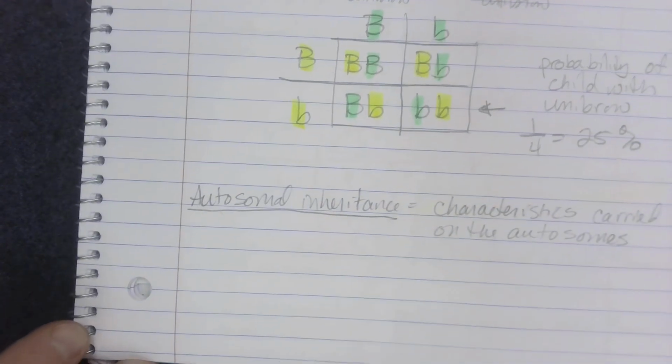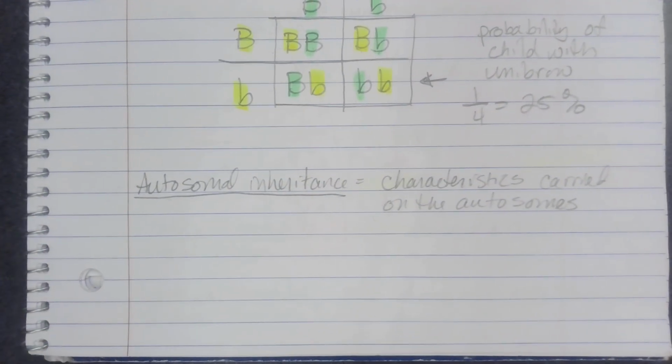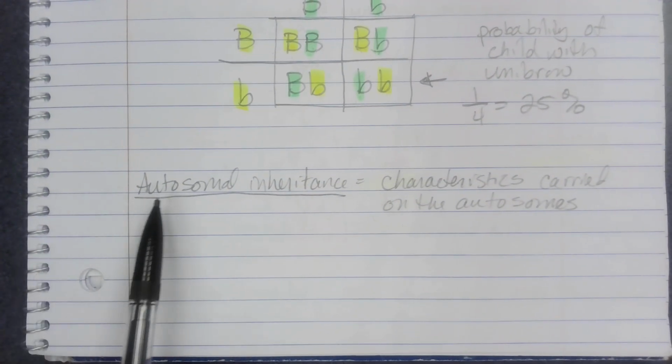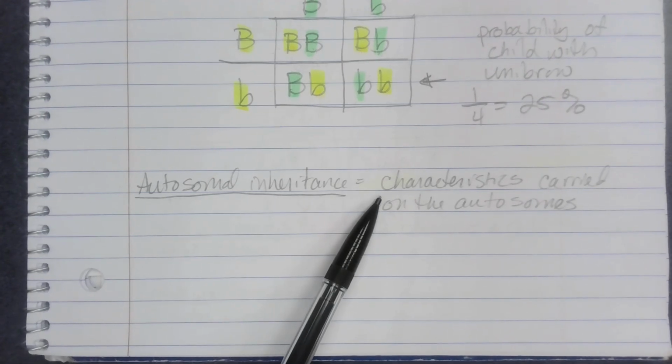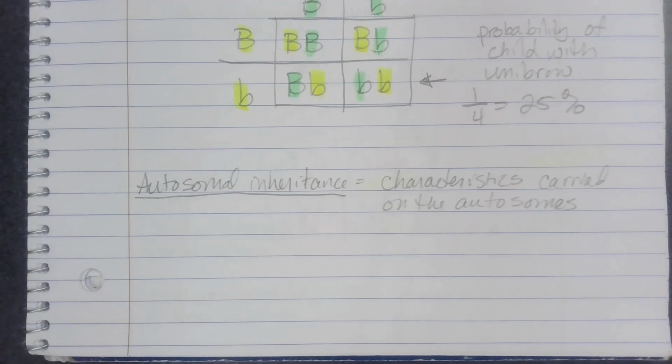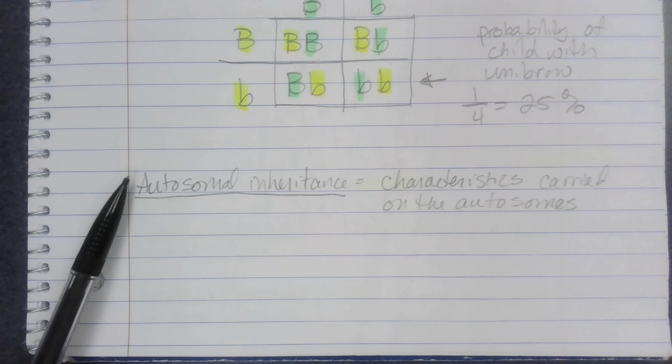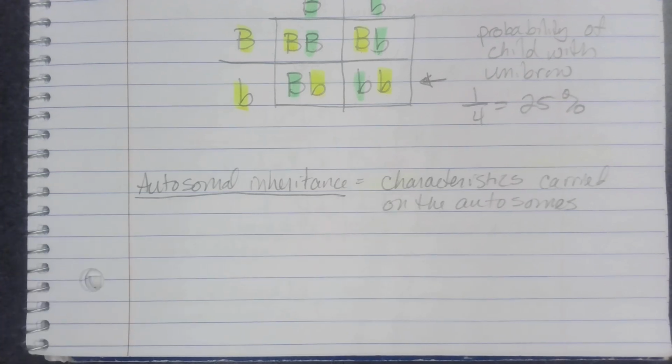All of these represent examples of autosomal inheritance. Autosomal inheritance are characteristics that are carried on the autosomes. And remember, autosomes are chromosomes that are not the sex chromosomes. So autosomal inheritance is when the characteristics are carried on the autosomes.